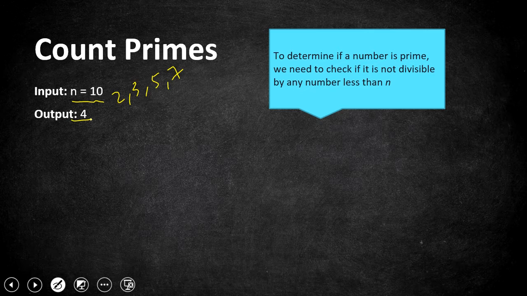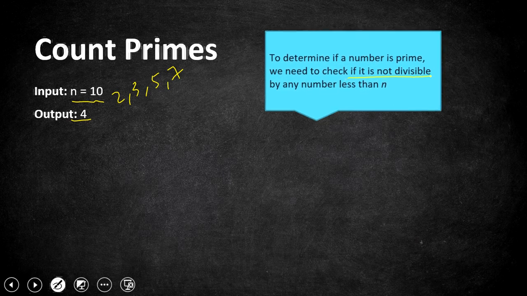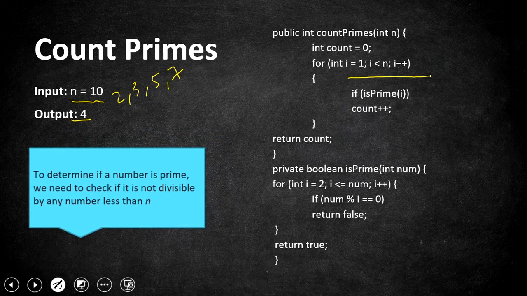If we are trying to implement this in our program, to determine if a number is a prime number, we need to check that it is not divisible by any number less than n. Programmatically, we iterate starting from 1 to the given limit n and check whether every number is prime or not using a function isPrime. If it is a prime number, we increment the count and finally return the result.